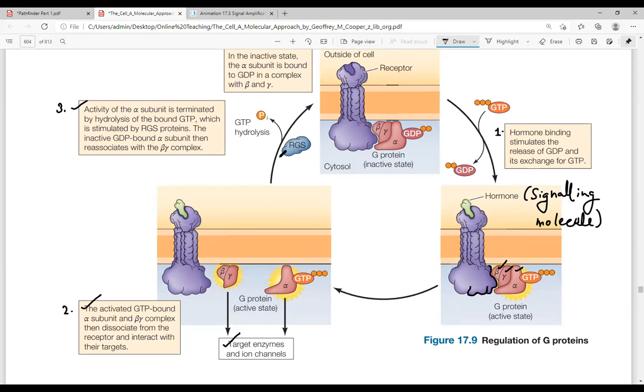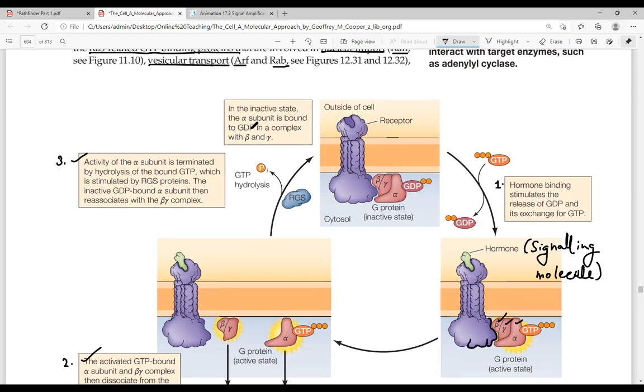This is how cell signaling is going to take place. In the fourth state, in the inactive form, the alpha subunit is bound to GDP in a complex which is referred to as the alpha beta gamma complex. So this is the complex of the G protein that has been produced.